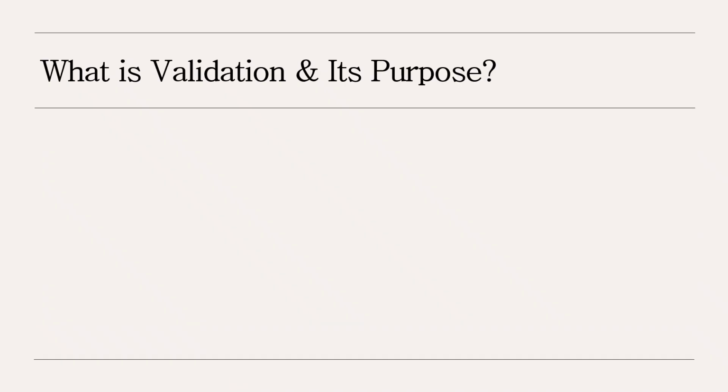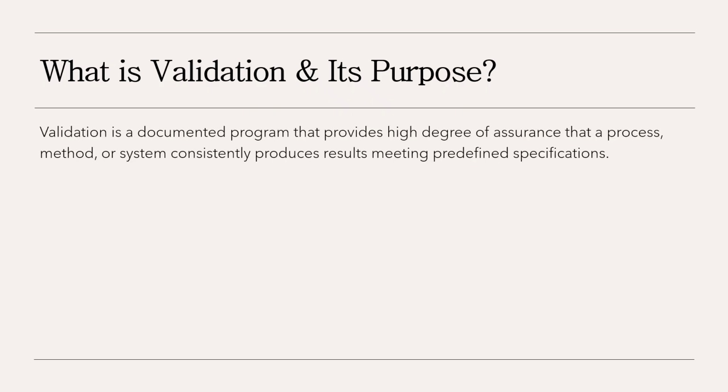Now we'll discuss what is validation and its purpose. In the previous slide we have already discussed the qualification process, right? Validation is a documented program that provides a high degree of assurance that a process, method or system consistently produces results meeting the predefined specifications, right? So it confirms that the entire process is controlled, reproducible and capable of delivering products that meet the quality standards, right? Next is the purpose.